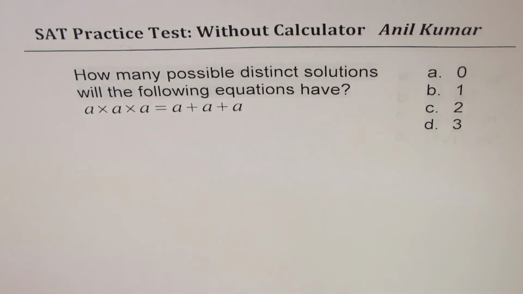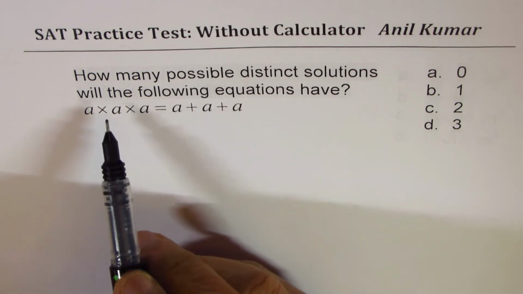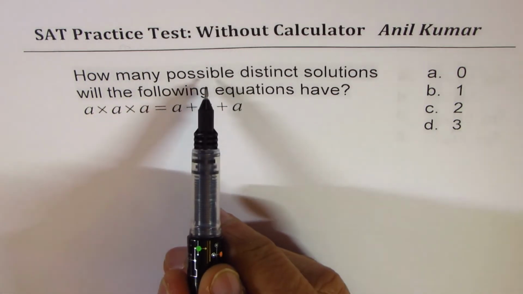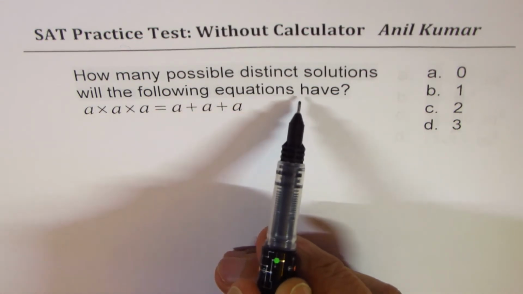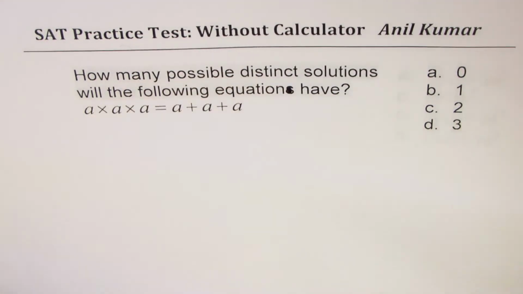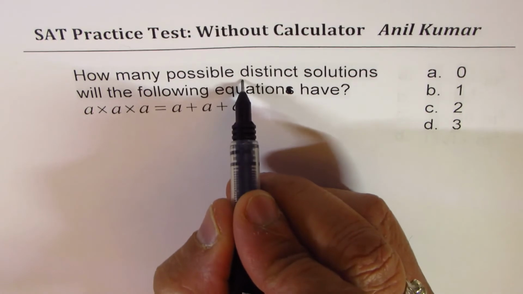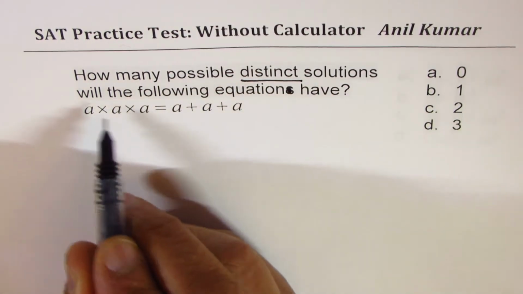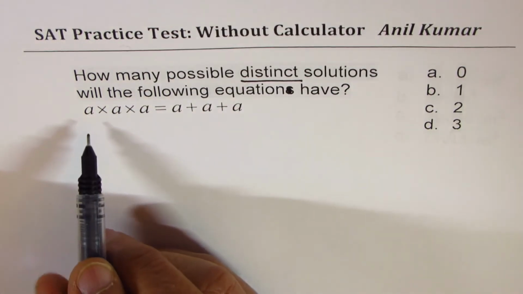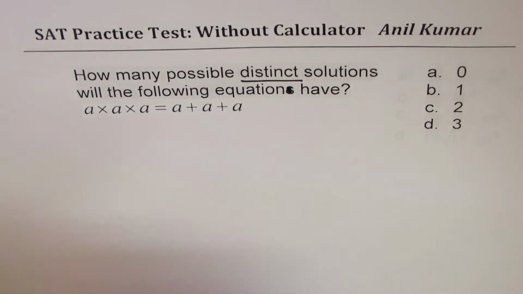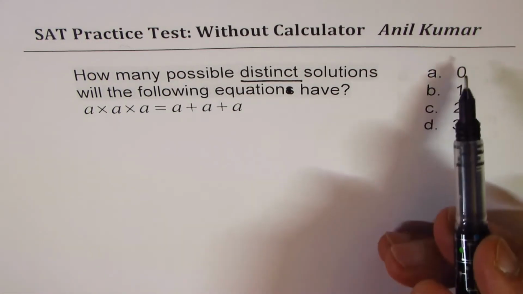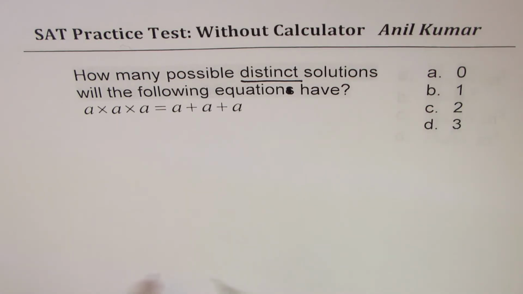Now here is a multiple choice question which you could see in your paper. The question is, how many possible distinct solutions will the following equation have? I have taken only one equation. The equation is a times a times a equals a plus a plus a. Choices are 0, 1, 2 or 3.